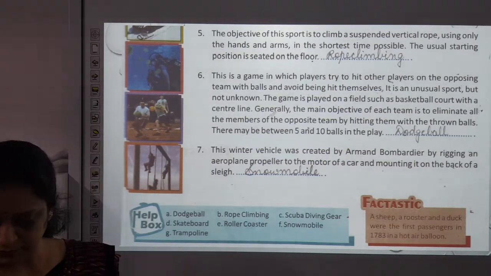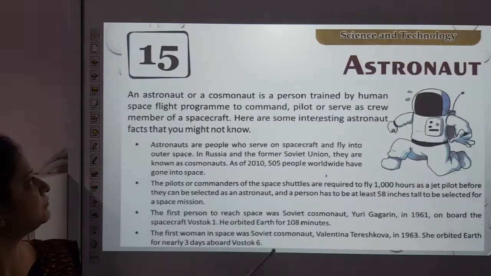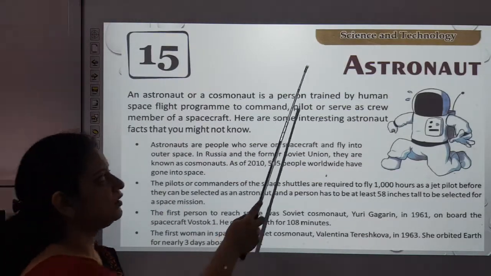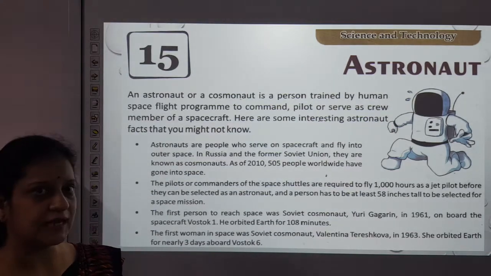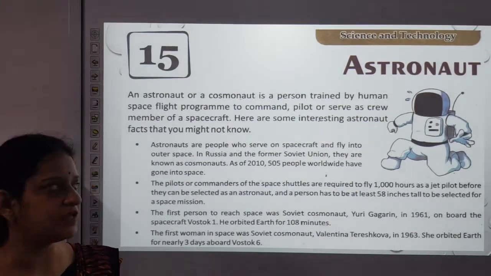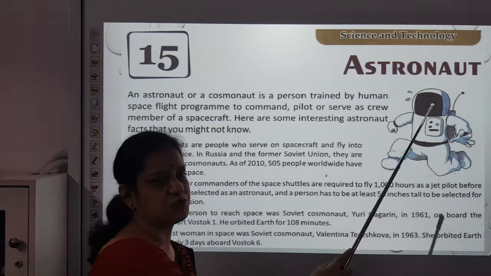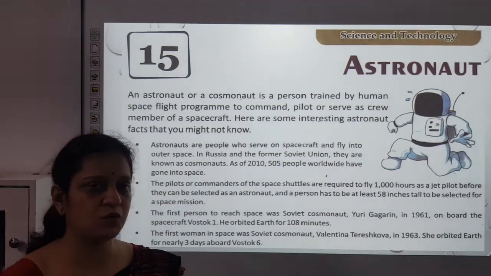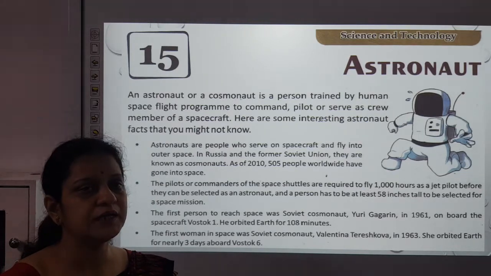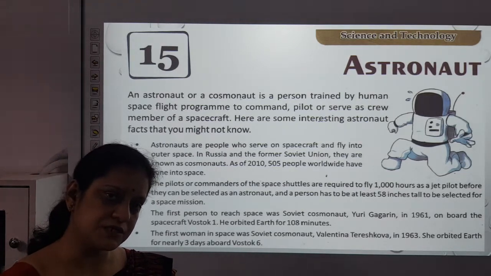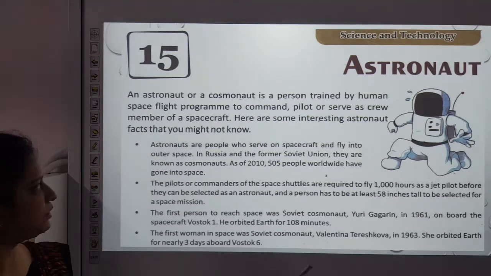Snowmobile. Now, moving on to the next chapter, that is chapter 15 under the topic science and technology. As we know, science and technology help us in many ways. The topic is astronaut. You must have heard about astronauts like Neil Armstrong, Rakesh Sharma, Yuri Gagarin and Kalpana Chawla. So, let us study about it.